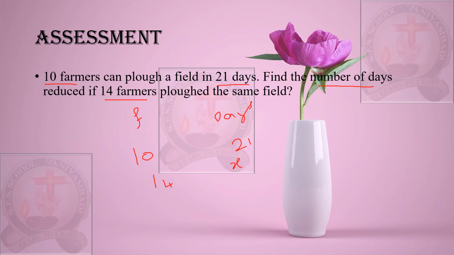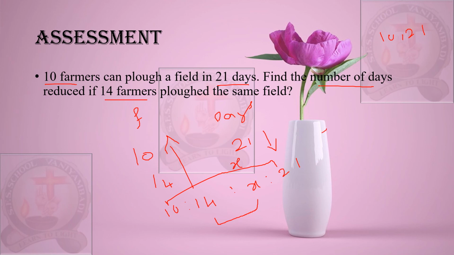The farmers have increased from 10 to 14, so the number of days will be reduced. The workers are more, so the days will be reduced. So it is an indirect proportion. We can write it like this: 10 is to 14, and since it is an indirect proportion, I rewrite it as x is to 21. Now we apply the law of proportion: the product of extremes equals the product of means, where 10 and 21 are the extremes.